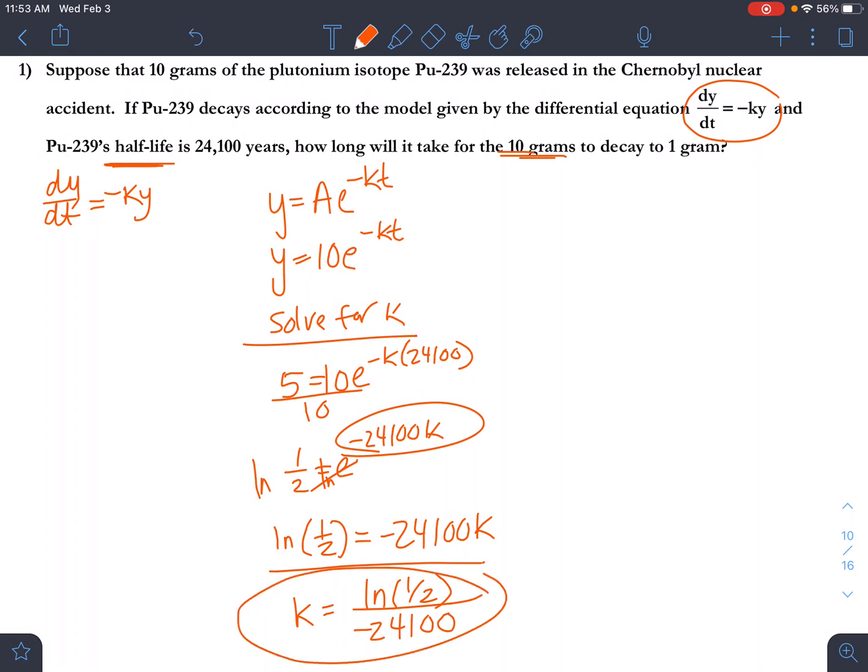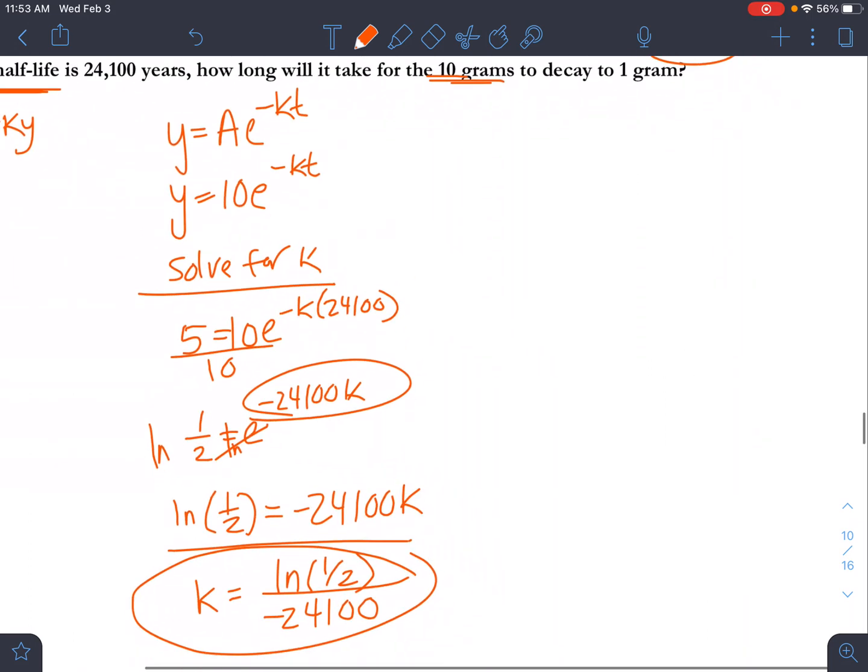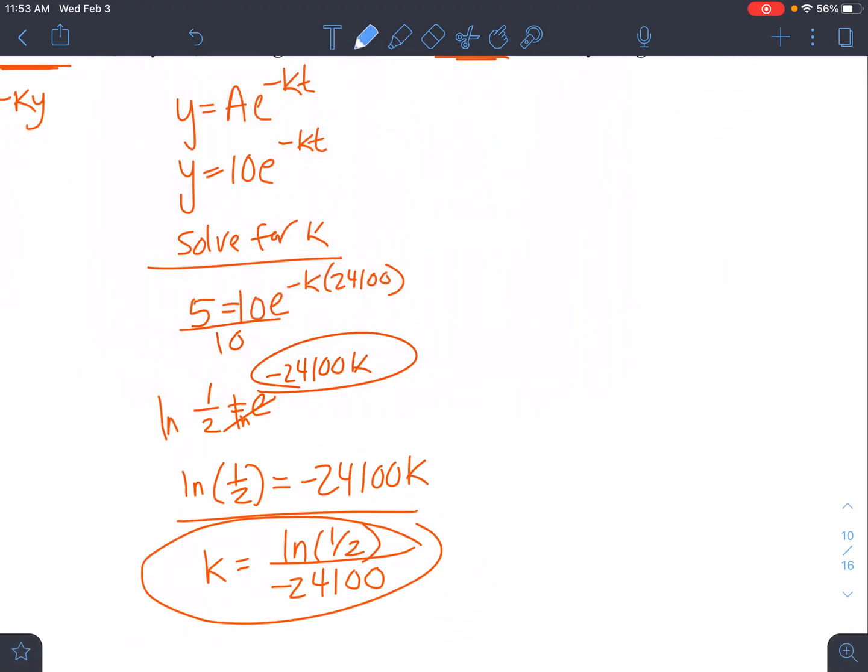It's really fun. Don't plug it into the calculator yet. I know it might be tempting just to use a decimal because you don't want to deal with this weird fraction, but then you'll have rounding errors and we don't want to deal with that. So let's plug it in. Our specific equation here would be 10, the original amount, e to the negative k, which is now natural log of 1/2 over negative 24,100, times t. All right, the negatives would cancel here. So you could rewrite this as 10e to the natural log of 1/2 over 24,100 t.